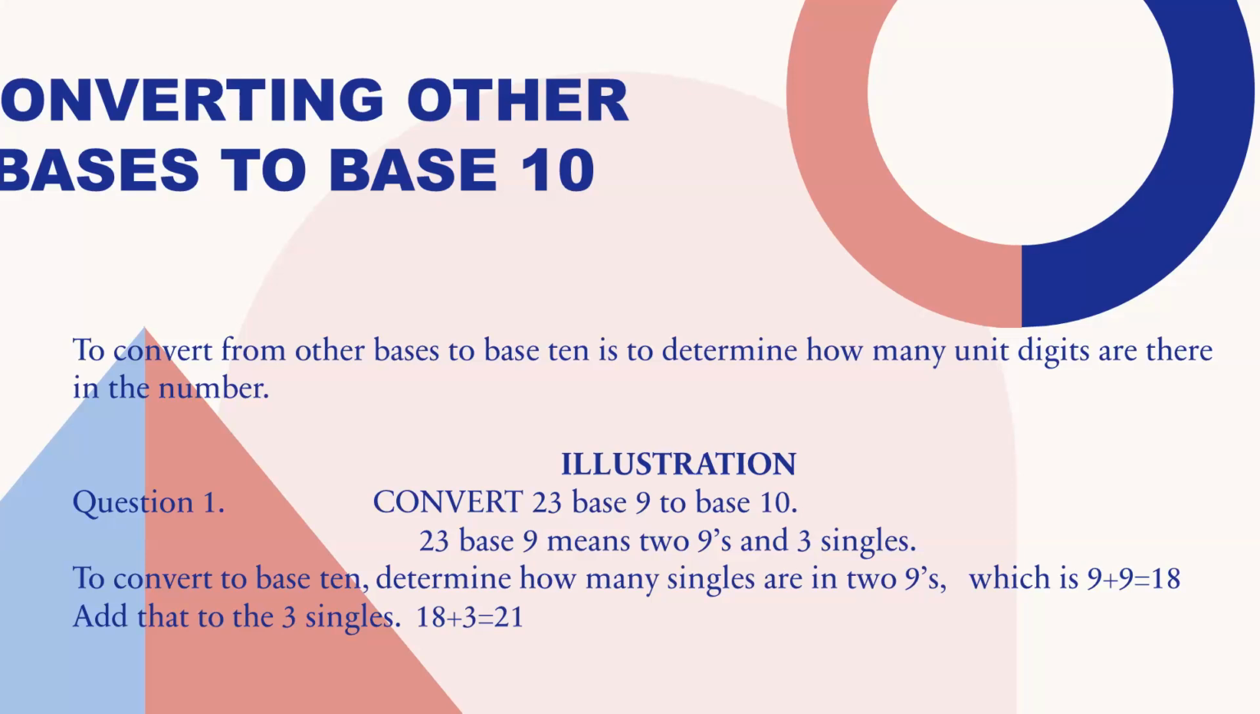Is that fine? So if you are converting 2 3 base 9 to base 10, we can look at a very simple way. We have 2 bundles of 9s, which means that how many singles can I get in 2 bundles of 9s? 9s, 2. And I'll give you what, 18. Then you can have 3 other singles. When you add them up, you get 21.